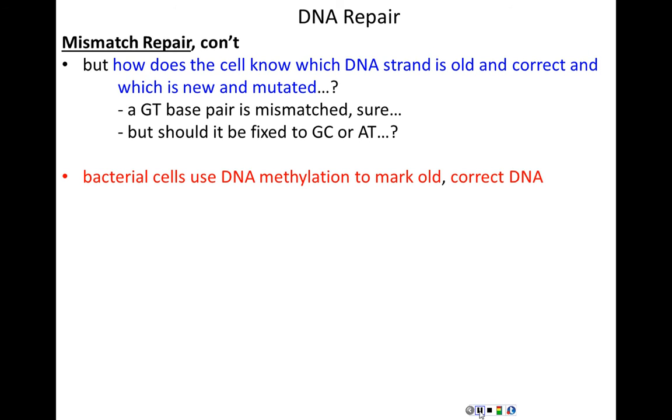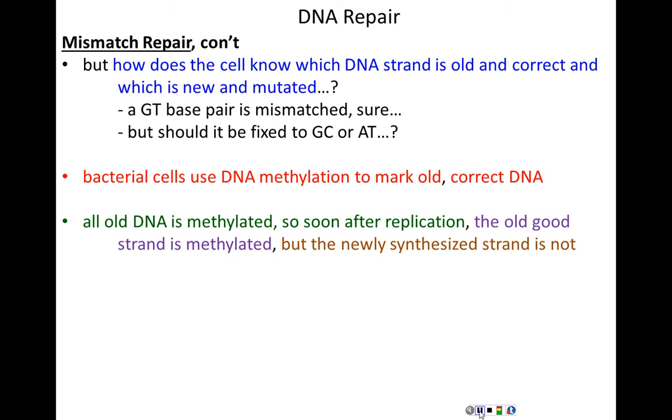Bacterial cells use DNA methylation to mark old, therefore correct and trustworthy DNA. They add methyl groups to the DNA molecule itself. All old DNA is methylated soon after replication. It's got methyl groups added to it. So the old good strands are methylated. But now we start with old DNA. It's methylated.